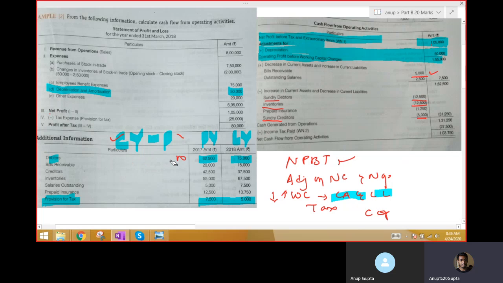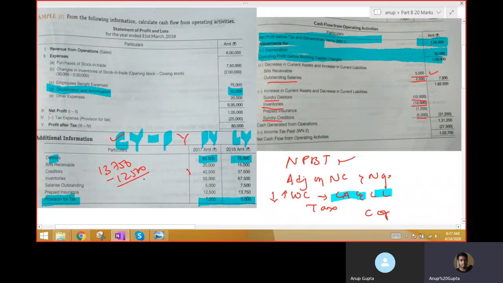Next is outstanding salary, a current liability. Current year is 7,500. Previous year is 5,000. How much is that? 2,500. Positive. That means increase in current liability will be added here. What is next? Next is prepaid expense, prepaid insurance, so current asset. Same thing. Previous year is 13,750 and current year is 12,500.